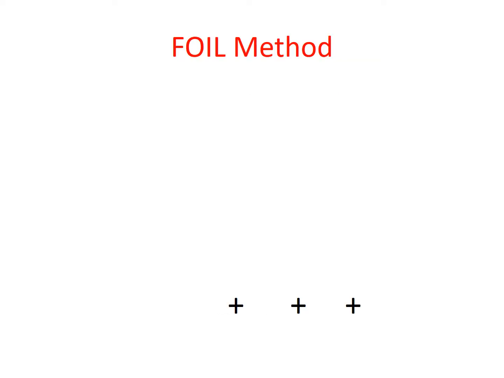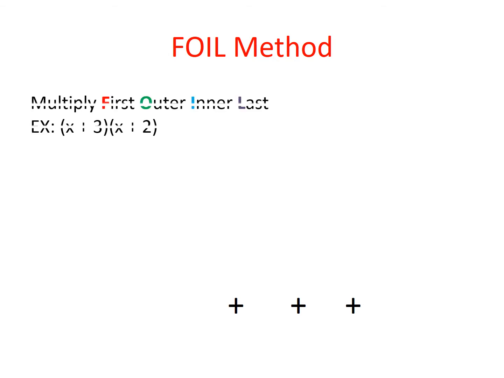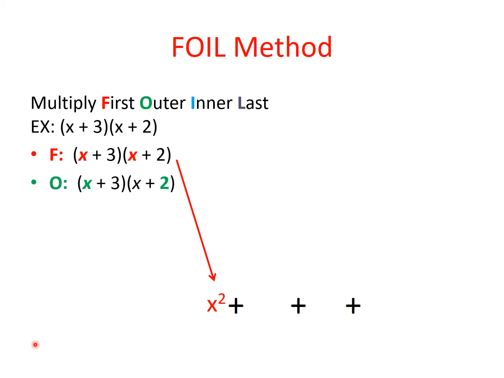So our second method is the FOIL method. In this method, the F stands for first, and we are going to be multiplying the first two terms in each binomial, and in this case we have x times x, which is going to give us x squared. The O stands for outer, so our second step is going to be to multiply the outside terms in each binomial. Here we have 2 times x, which gives us 2x.